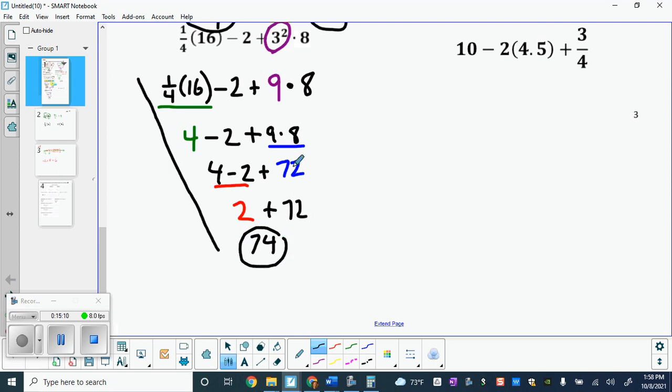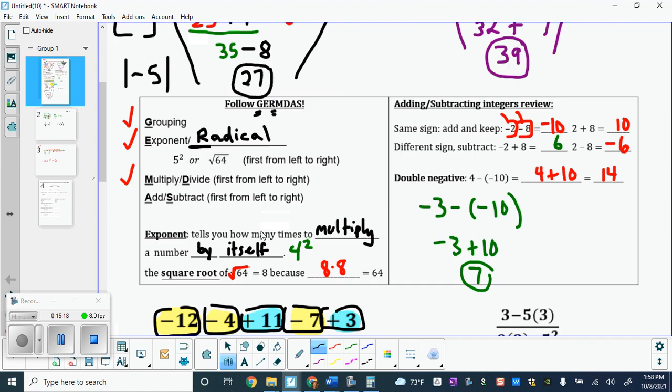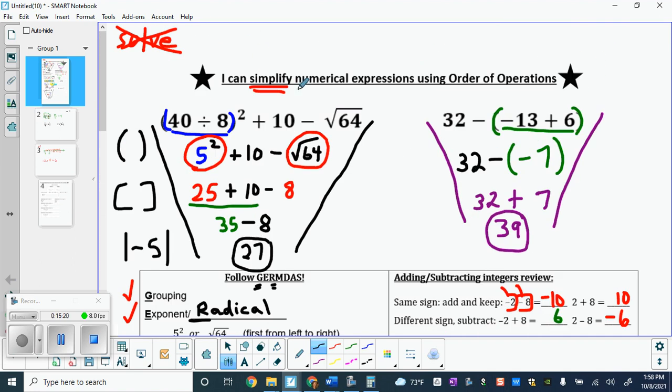And again, I like to just kind of draw these lines so I can see my answers getting simplified all the way down into one number. So you can see the title of today's notes are I can simplify numerical expressions. We're just dealing with numbers today using this order of operations.